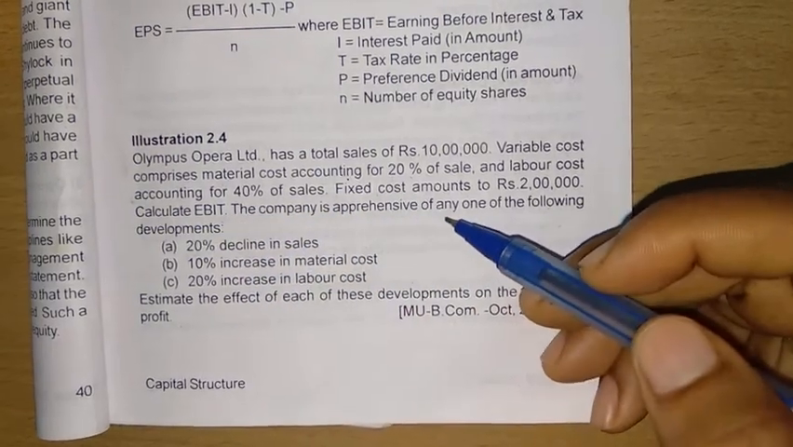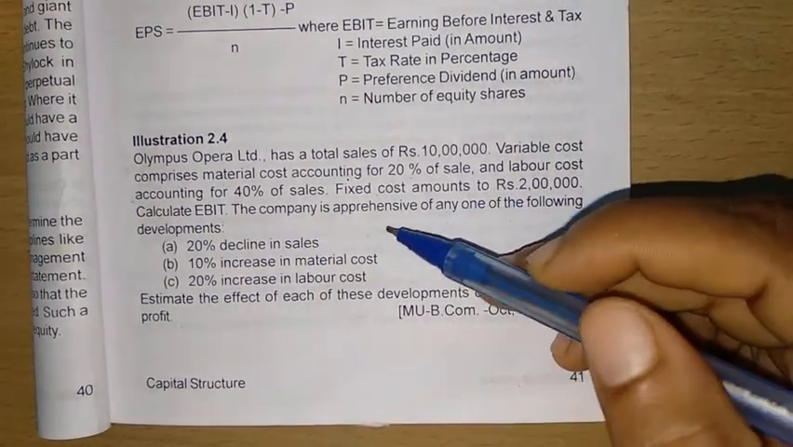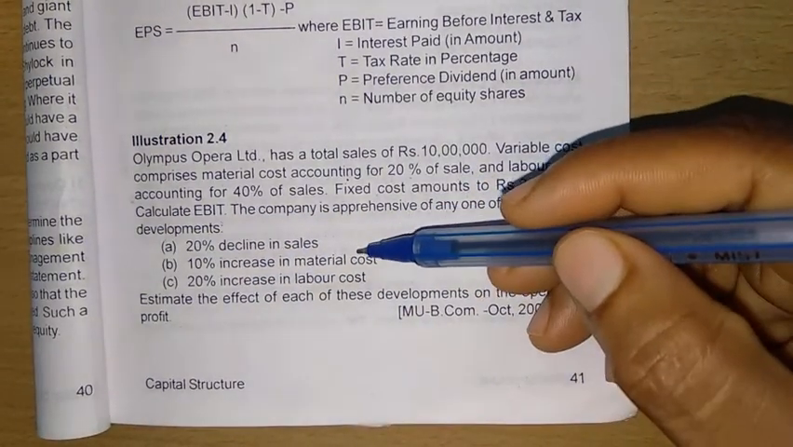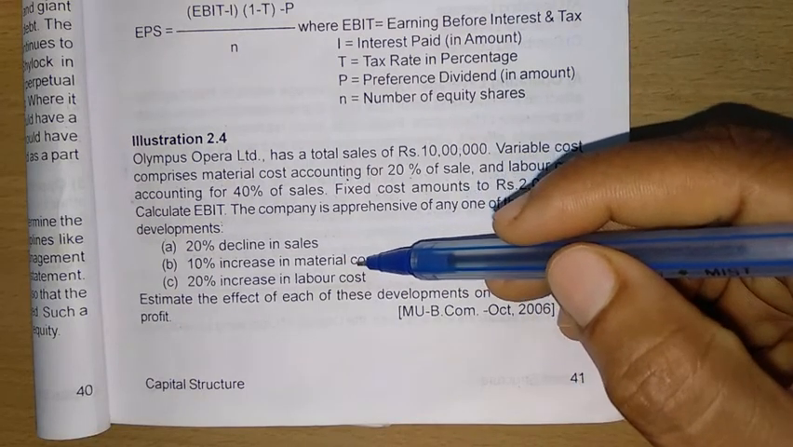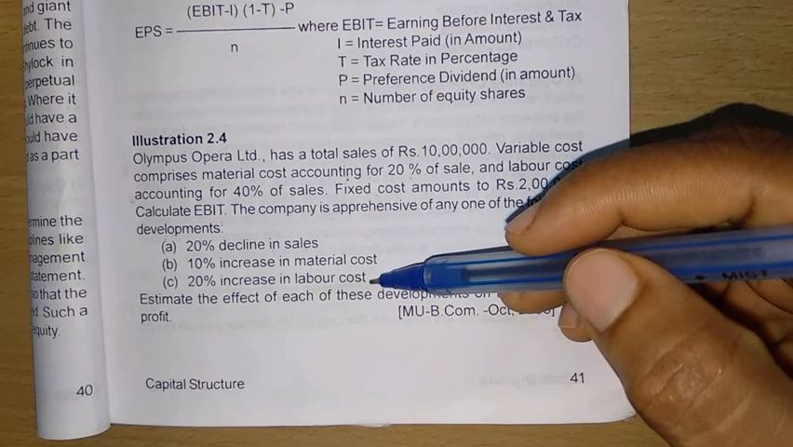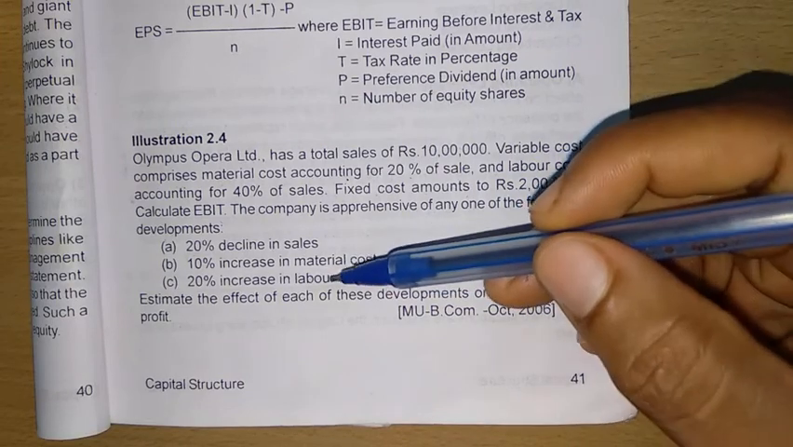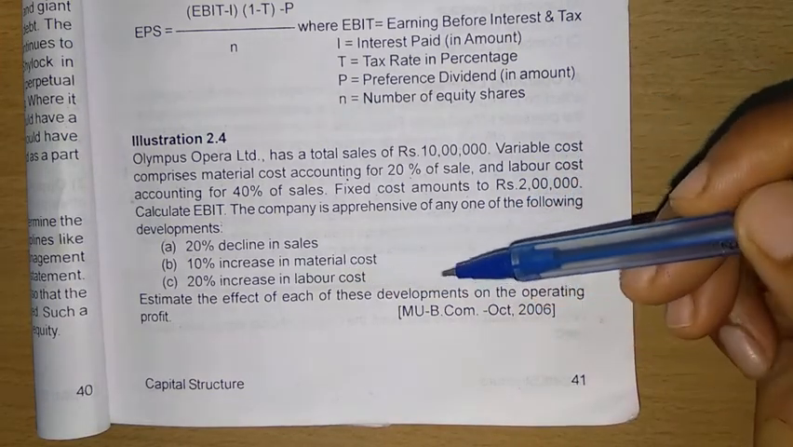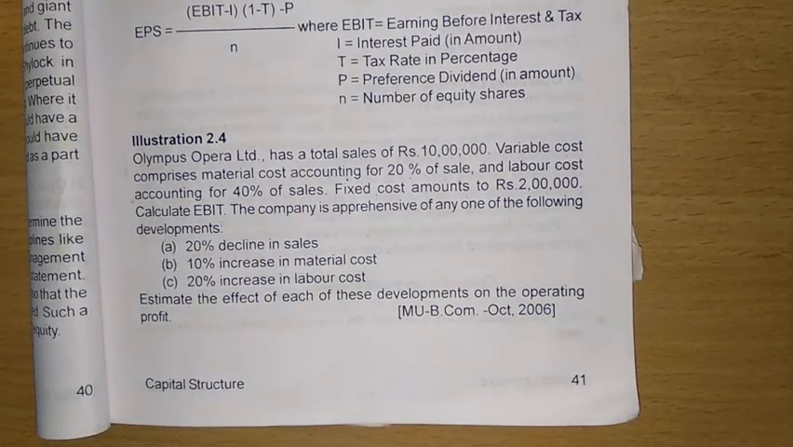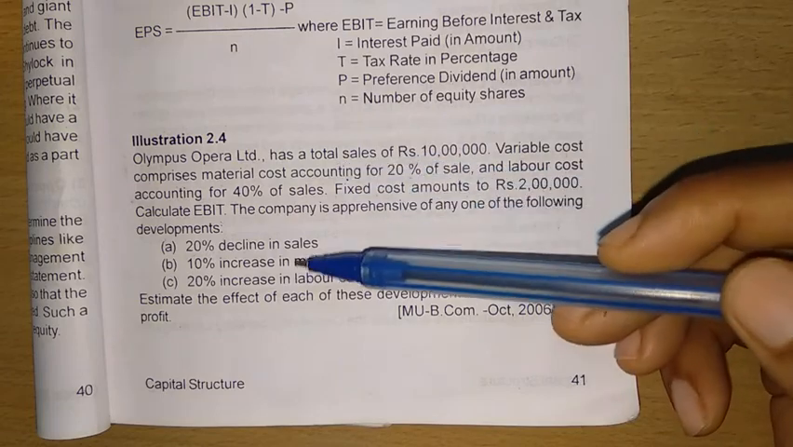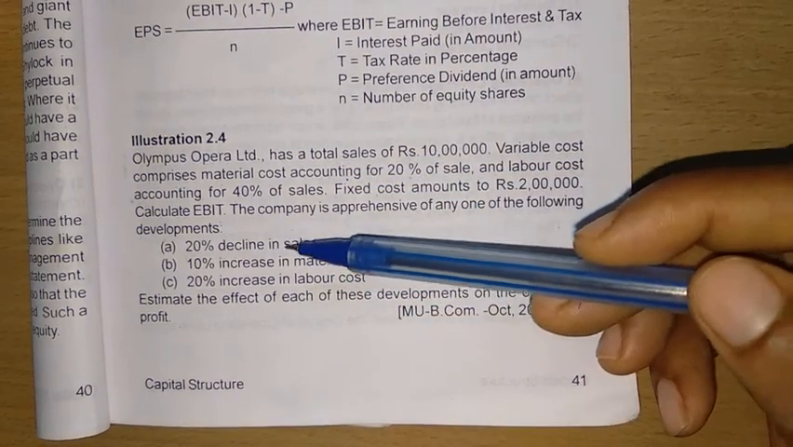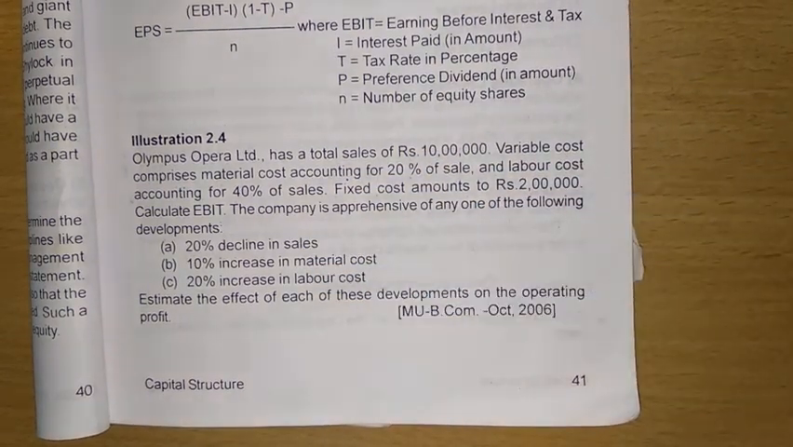The company is apprehensive of any of the following developments. So there may be changes, that is 20% decline in sales, 10% increase in material cost, 20% increase in labor cost. Estimate the effect of each of these developments on the operating profit. So we have to calculate operating profit for the normal situation and for the changed situations. So what is EBIT that we have to calculate? So let's go for this.